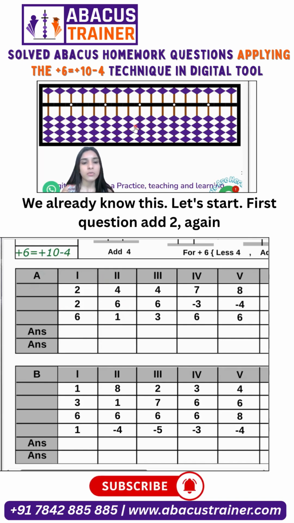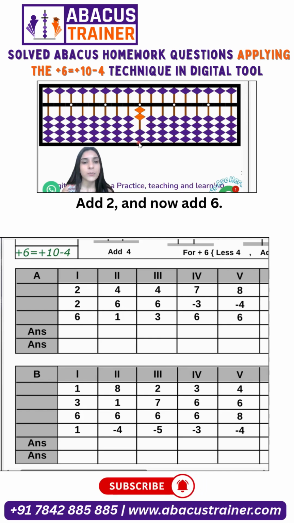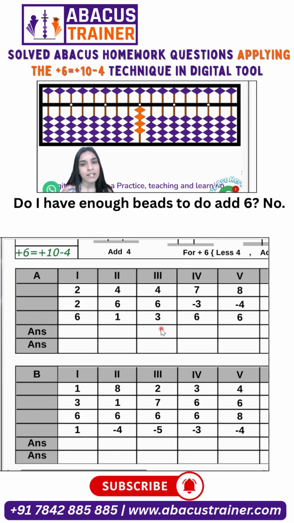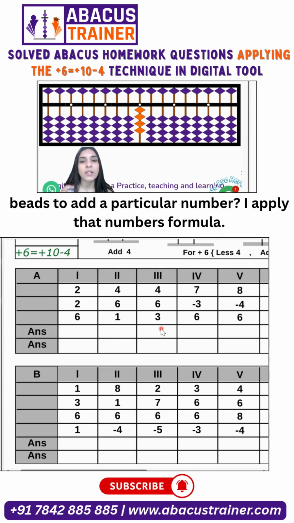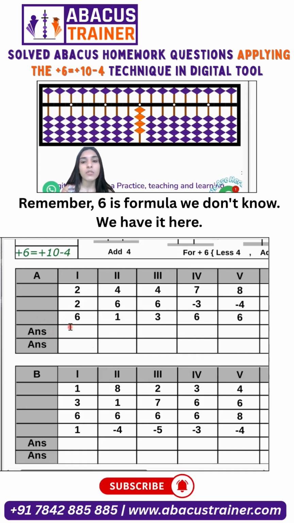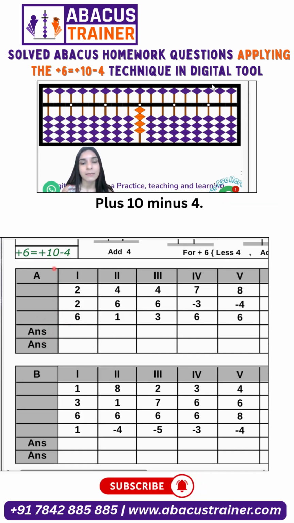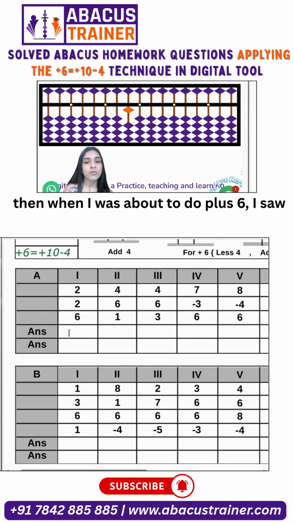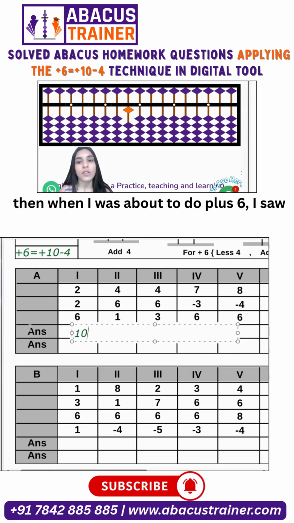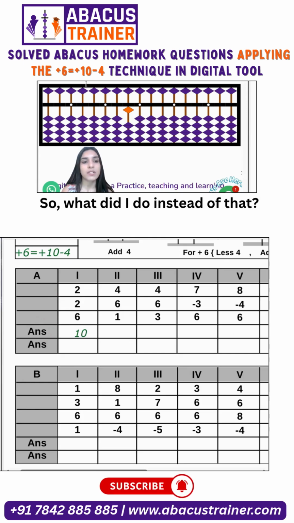First question, add 2. Again add 2. And now add 6. Do I have enough beats to do add 6? No. So what do we do? When I don't have enough beats to add a particular number, I apply that number's formula. Ma'am, but 6's formula we don't know. We have it here. Plus 10 minus 4. What did I do? I did 2. I again did 2. Then when I was about to do plus 6, I saw that I am not having enough beats. So what did I do instead of that? I applied the formula of 6.